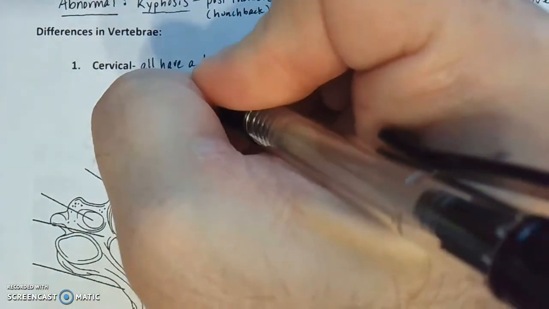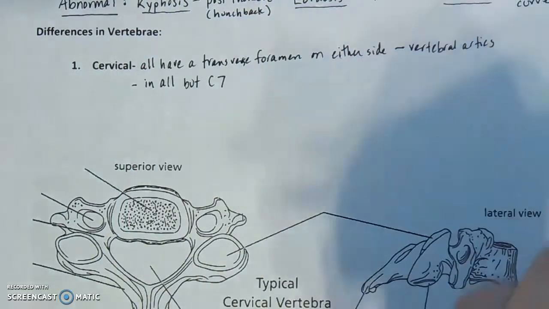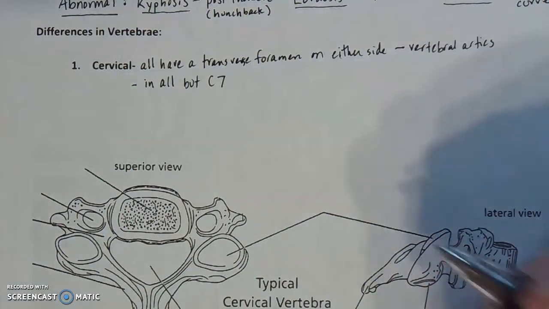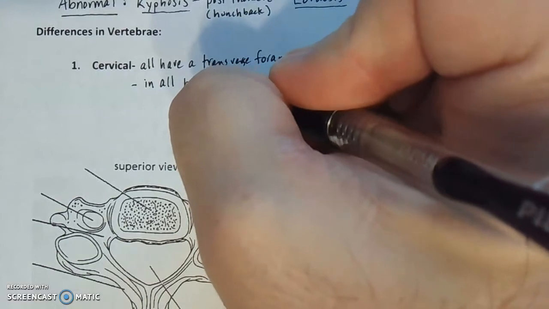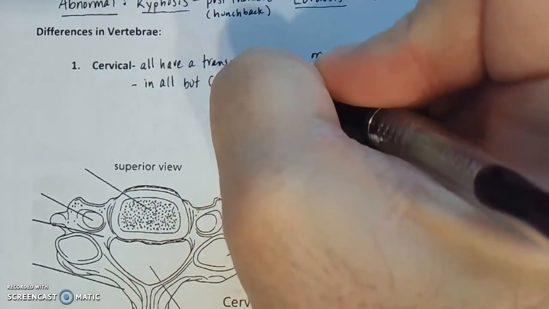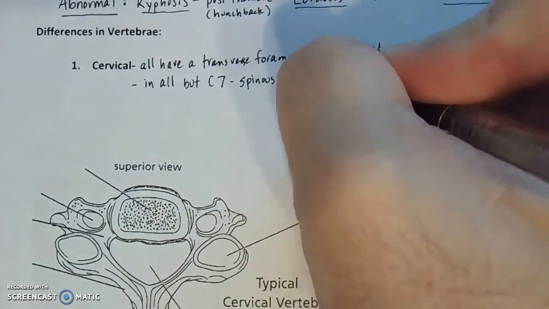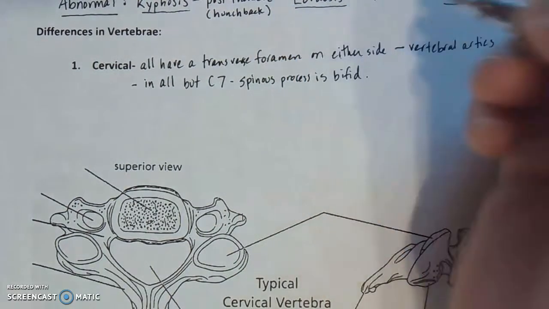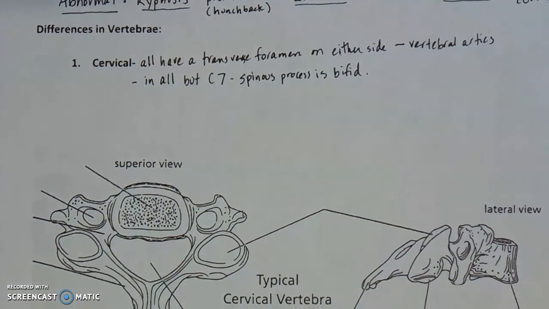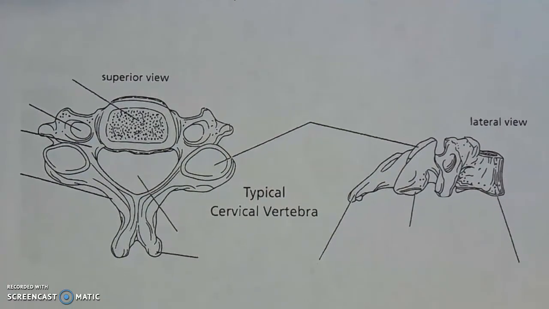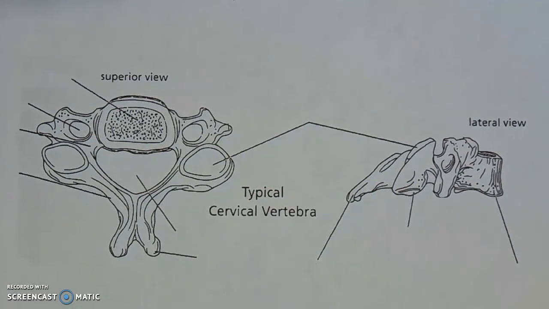In all but C7, so the seventh cervical vertebra, something called the spinous process is bifid, which means that there are two prongs to it. So let's look at this, and we have both a superior view and a lateral view of these. And we're going to talk about C1 and C2. They're kind of a special category. They have special names and they have a different shape, and we'll talk about those after we talk about this.